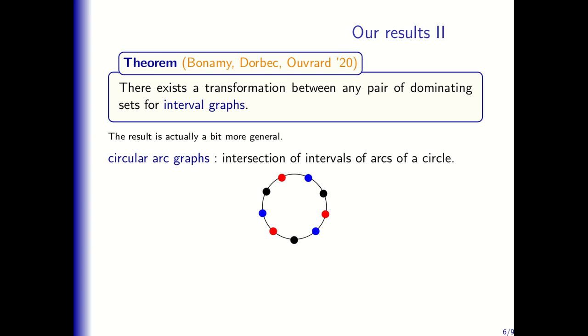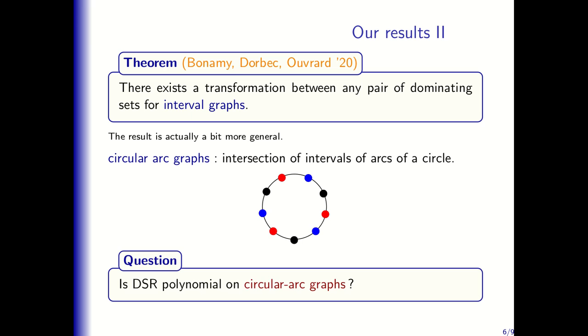And they ask, okay, is dominating set reconfiguration also polynomial on circular-arc graphs, which is a generalization of interval graphs? Interval graphs correspond to intersection graphs of intervals of a line, and circular-arc graphs are basically the same, except that instead of taking intervals of the line, you are taking intervals of a cycle.